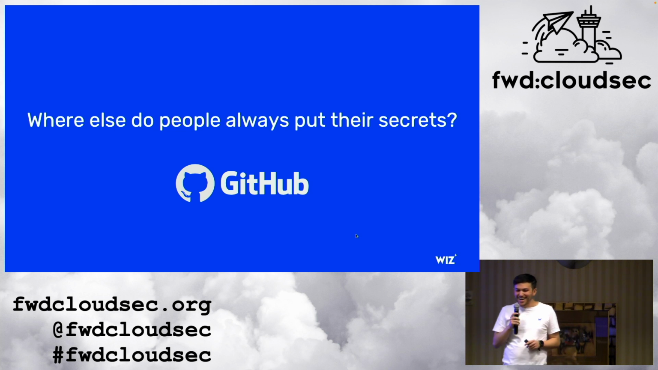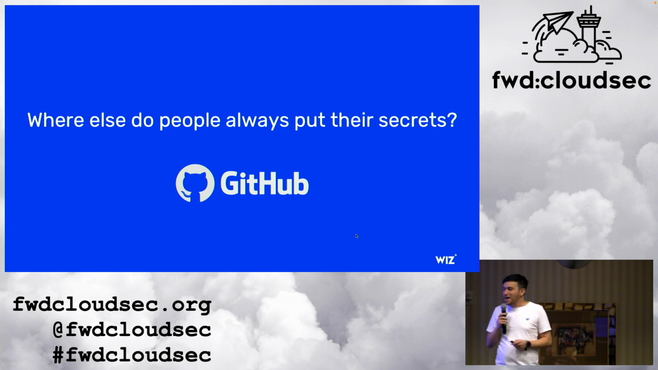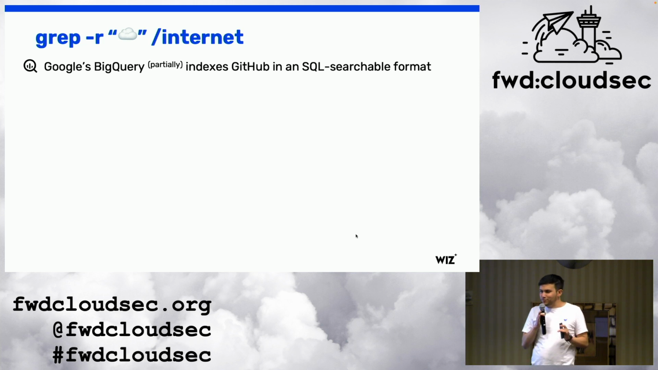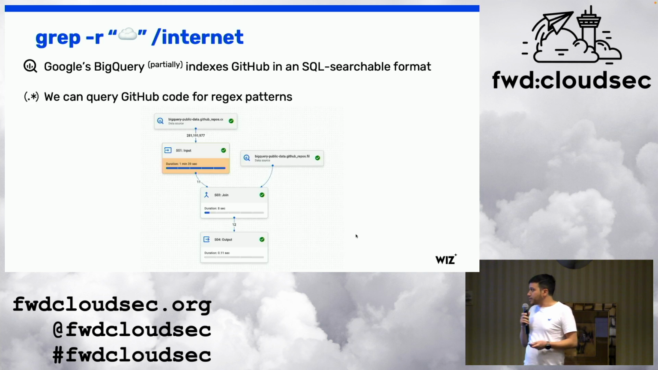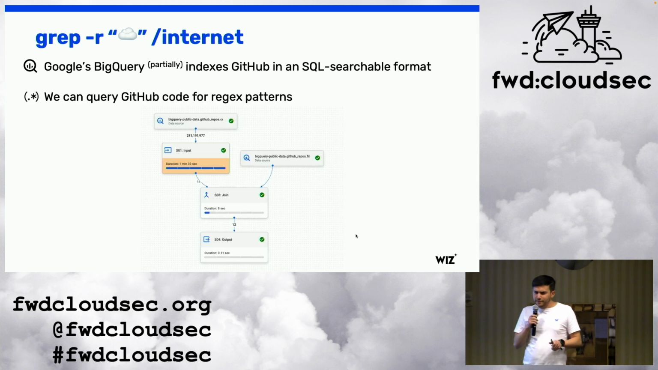Fantastic. So obviously cloud secrets are no different, and we wanted to search through GitHub data as well. Luckily, Google's BigQuery has a very large, although it's worth noting not complete, index of GitHub code in an SQL searchable format. So we can essentially query GitHub code with our own regex pattern in a very fast and also very expensive way.